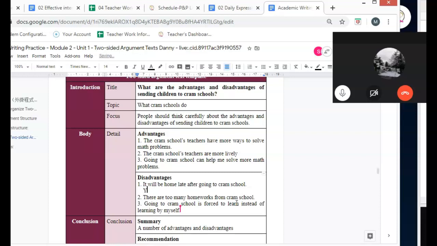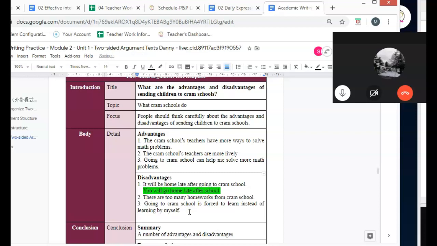Okay, number 1, better to say you will go home late after school. Please read. You will go home late after school. Alright, and then going to cram school is forced to learn. Okay, so better to say you will be forced to learn instead of doing it by yourself.